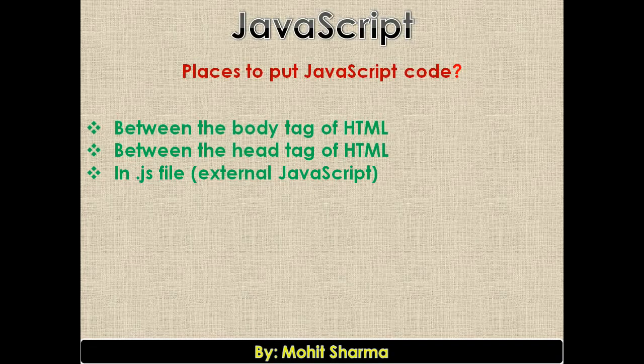So here, places to put JavaScript code. Between the body tag of HTML we can put the JavaScript code. Between the head tag of the HTML we can put the JavaScript code, or externally we can create a JavaScript file, give that file the extension .js, and use that file in an HTML file. So let's start using them one by one.